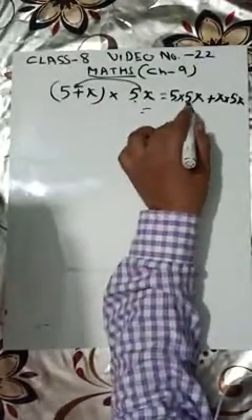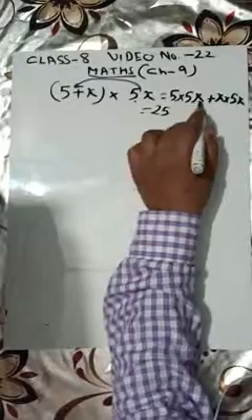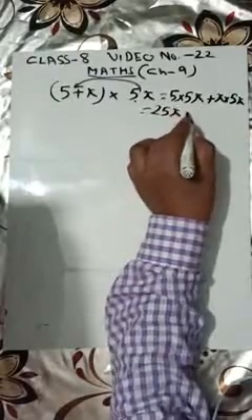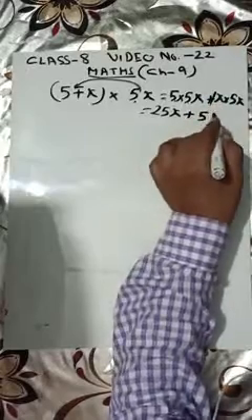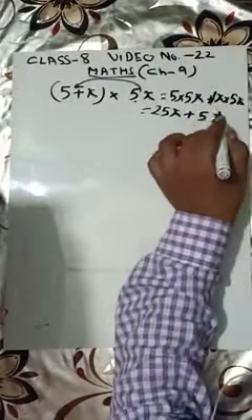Now solve this. 5 into 5 is 25. There is no x here, so it will remain like this. And this will be 5, because there is 1. And x and x are also here, so the powers will add, and it will be x square.